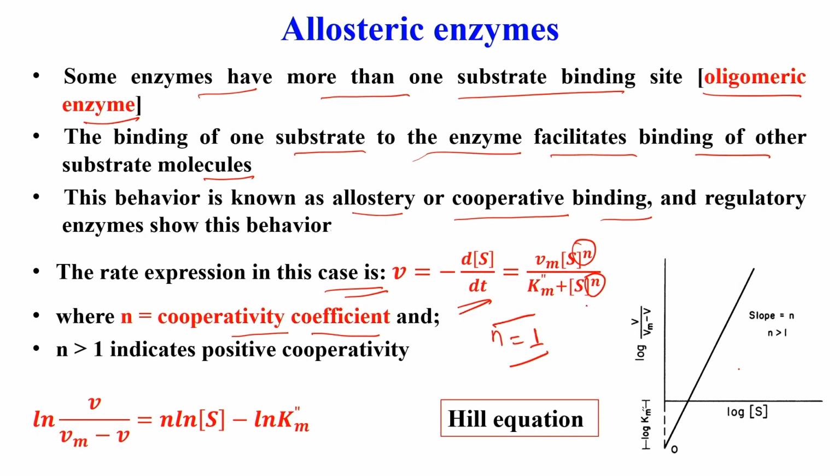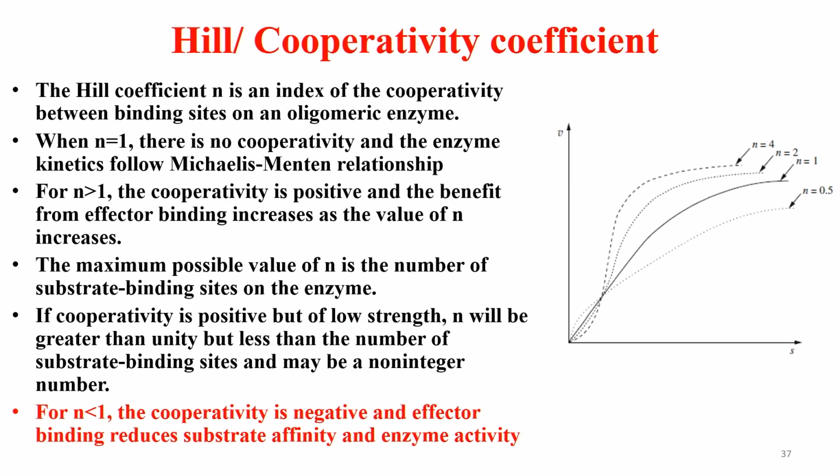And if you want to calculate the value of n, what we have to do? We have to simply integrate this and then we will get this value. So, if I integrate this, you will get ln V upon Vm minus V equals n ln S minus ln Km. It is very simple, and when you put the power n, this is called the Hill equation. Now, as I told, you can have different values of n, it may be less than 1, it may be greater than 1, or it may be n equals 1.